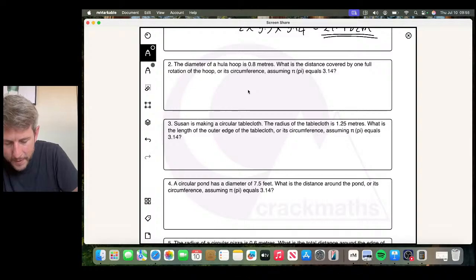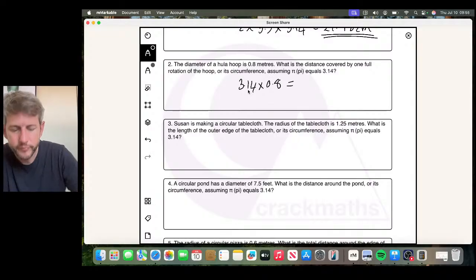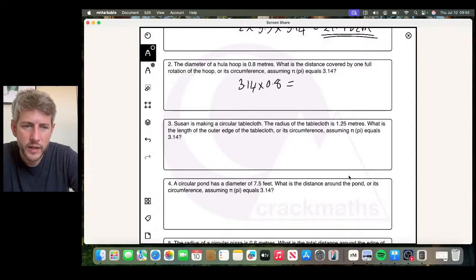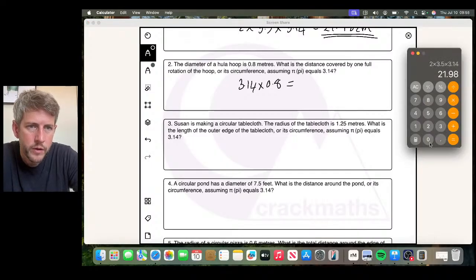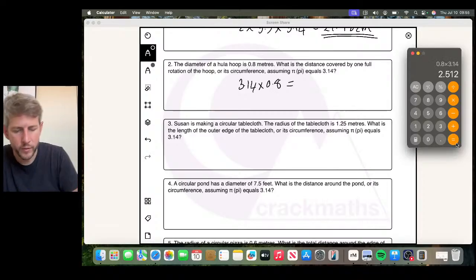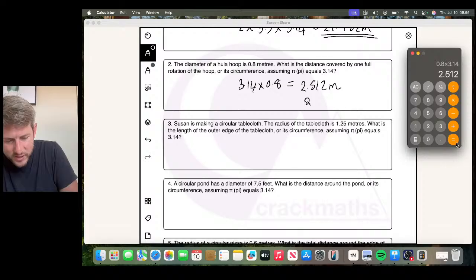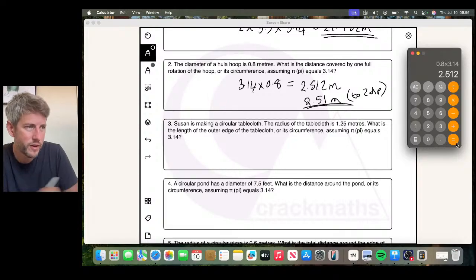So we've got here, diameter is 3.14 times 0.8. Okay, and we're going to have to do that on here. So 0.8 times 3.14 equals 2.512. And they want it to 2 decimal places, so that's 2.51 meters. I'm just going to put that. I don't know why I felt inclined to write that there, but I did.